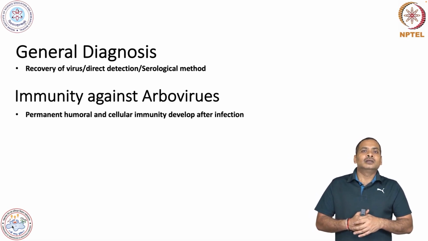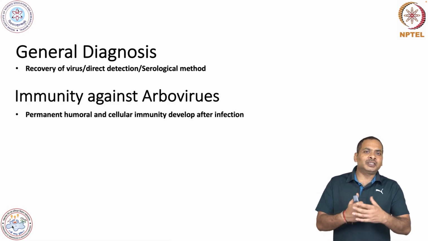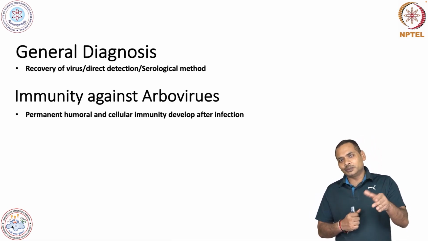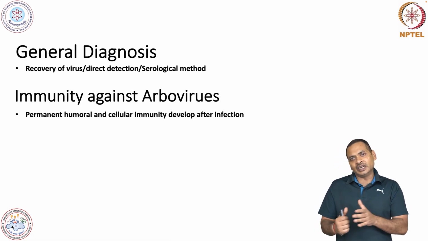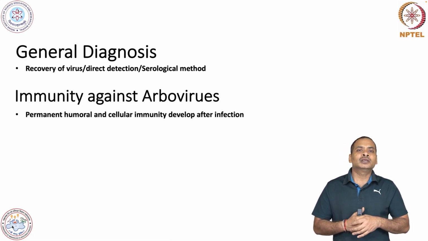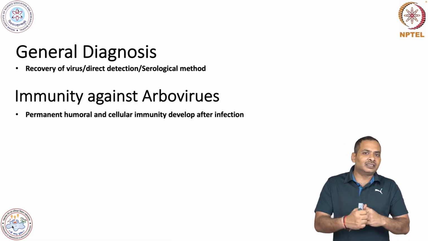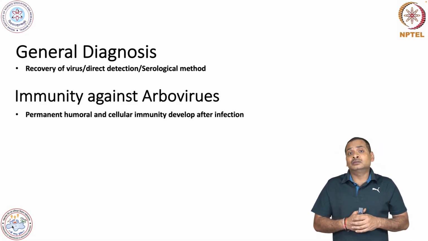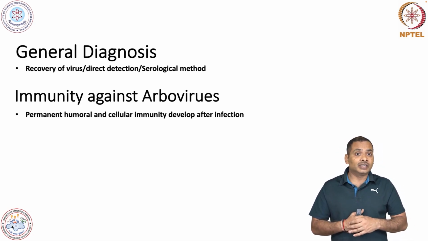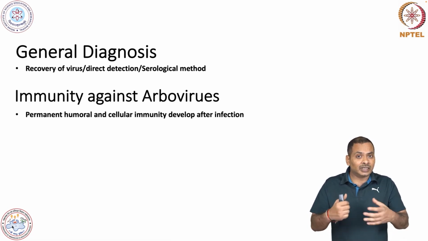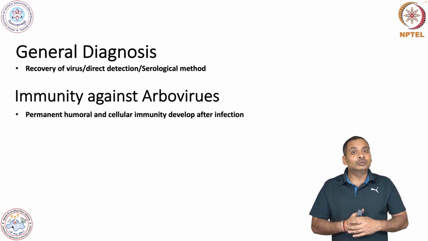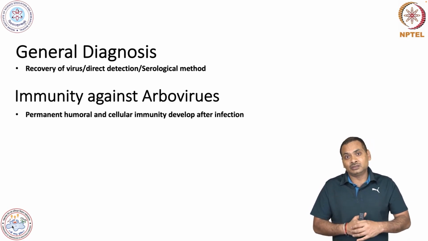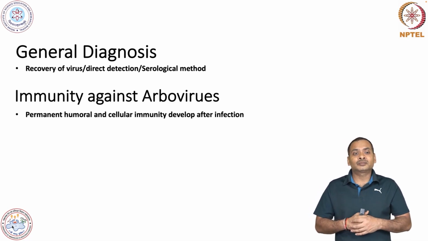However, in some cases there is a problem. These viruses keep on mutating, and there are very little antigenic differences, and sometimes that is beneficial to the virus. There is one phenomenon which we call antibody dependent enhancement that could take place, and that results in more fatality, more severity.